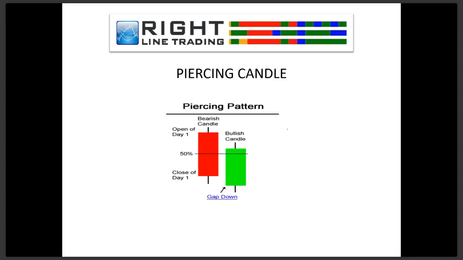The opposite of a dark cloud cover is a piercing candle. It's just exactly the opposite. You have a down candle, and remember, it's got to have a nice candle body. There's got to be a lot of sellers with a lot of selling conviction. But buyers come in and they push this market at least one half the way through the candle body of the previous down candle. And this also has to be a candle that shows a lot of buying conviction. Tiny wicks, big candle body.